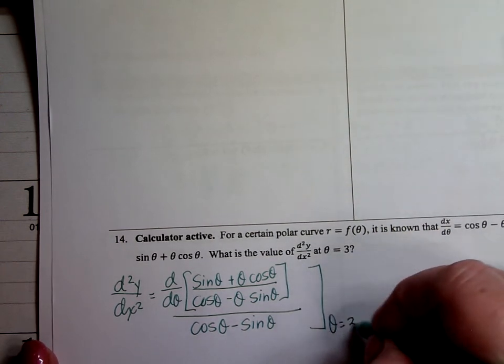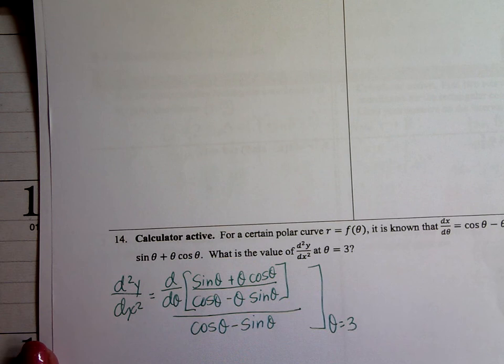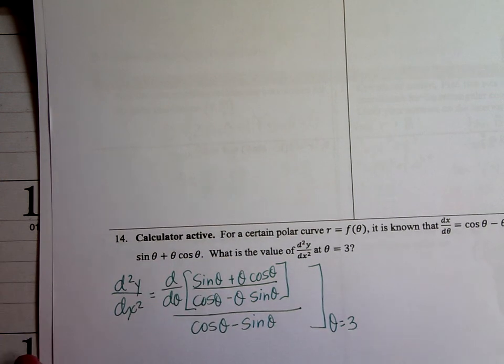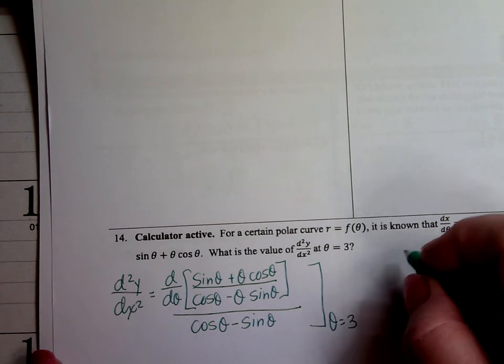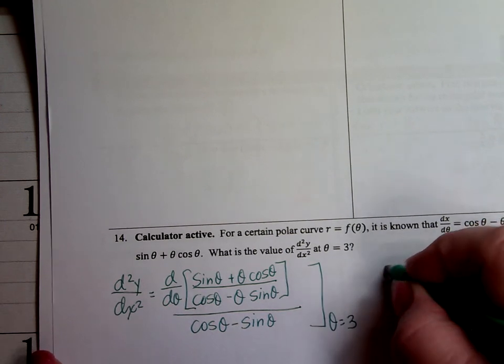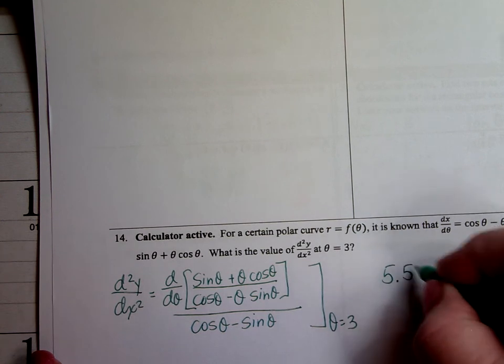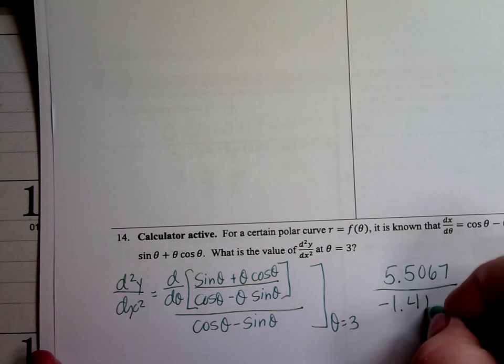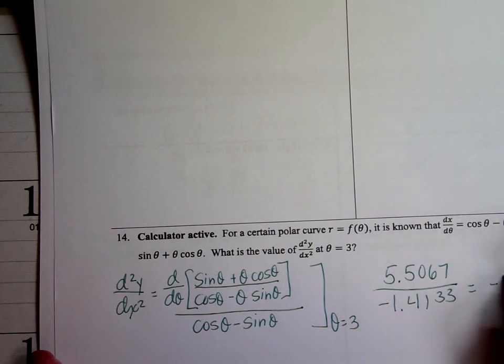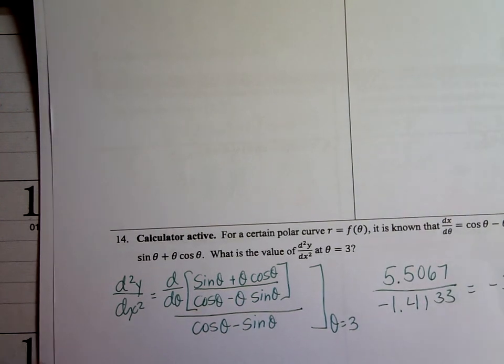And so thankfully, this is a calculator active problem. I just wanted to remind you that when you're finding the second derivative, you've got to take the derivative of the first and then divide it by x prime. So you go to your calculator, you plug in a 3 for all of these values, and you end up with a value of 5.5067. That's your numerator. Denominator is negative 1.4133, so that when you divide them, negative 3.896 is your final answer for that one.